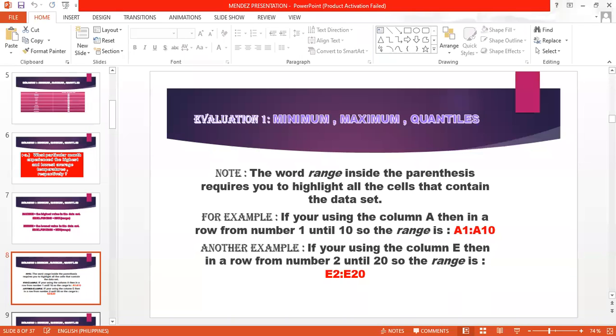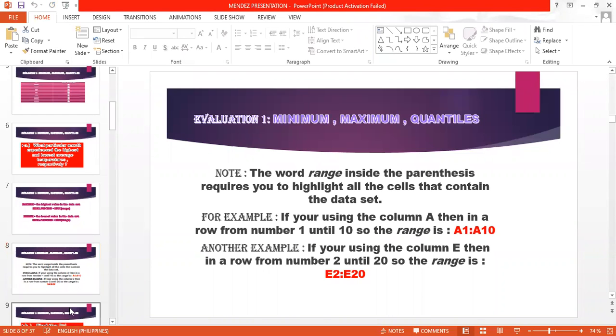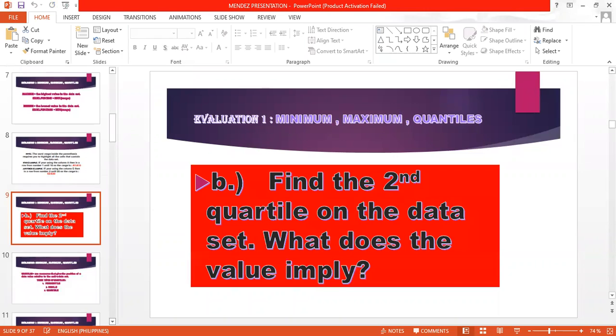Now let's proceed to our second question in our evaluation 1. I will read our second question. Find the second quartile of the data set. What does the value imply? The second problem in our evaluation 1 is looking for the value of the second quartile and also the value implied by it.